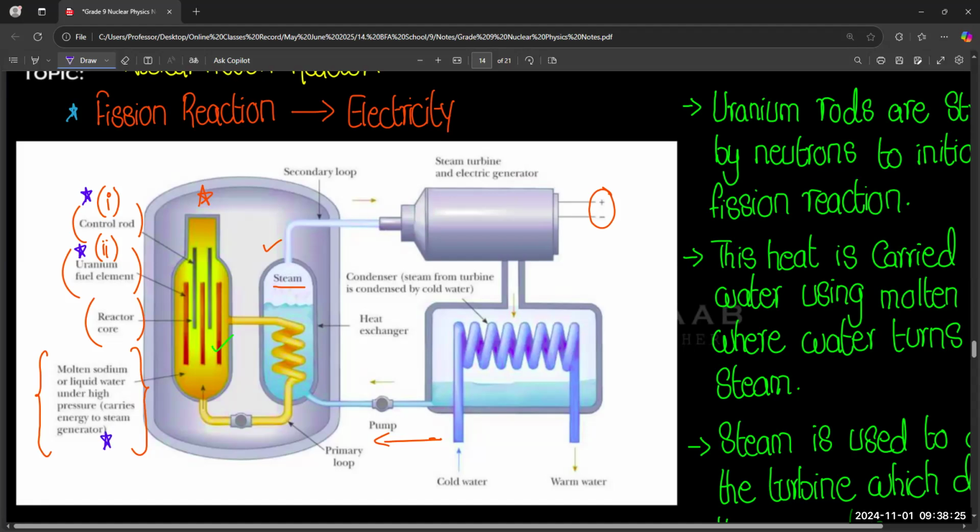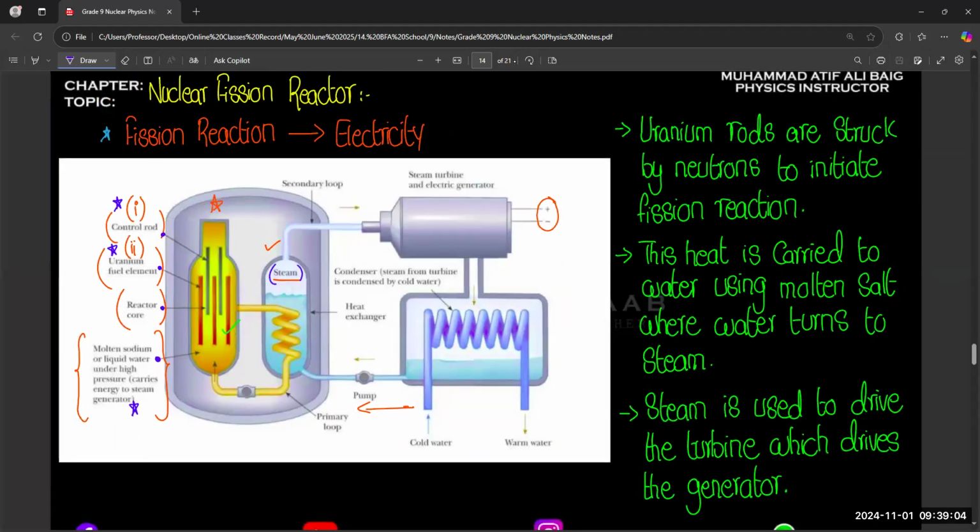And the other elements are also marked. We have molten sodium or liquid water under high pressure, and also we have the reactor core. And in the other compartment, we have steam and then the electricity generator, and the rest of the hot water carries back towards the reactor. So let's see how this process works in the nuclear reactor with the help of fission reaction.